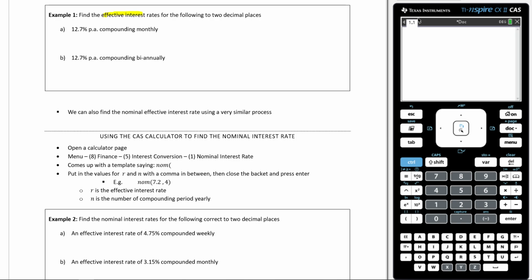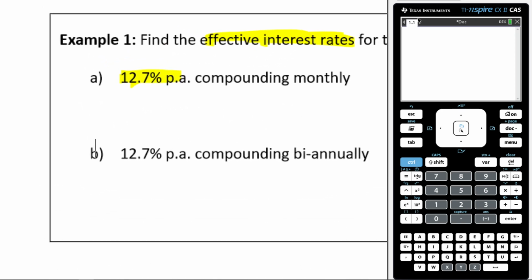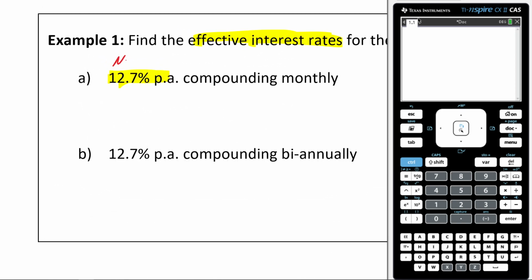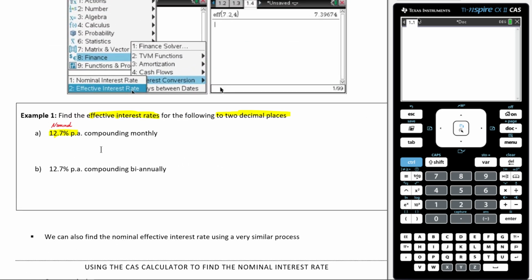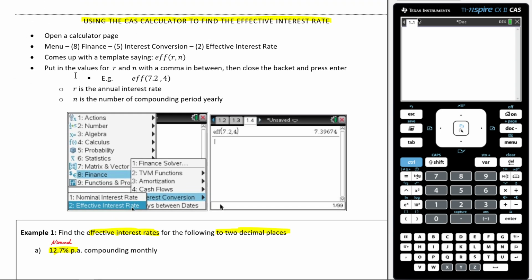So it says find the effective interest rates for the following to 2 decimal places. So the first says 12.7% per annum compounding monthly. What they've given us here, which is really important for us to understand, is the nominal interest rate. So let me just write nominal above it. And what we want to do is turn this nominal interest rate into an effective interest rate. And we're going to follow these instructions here.